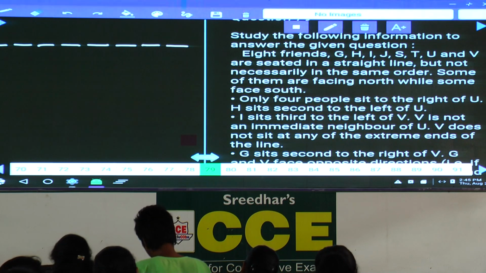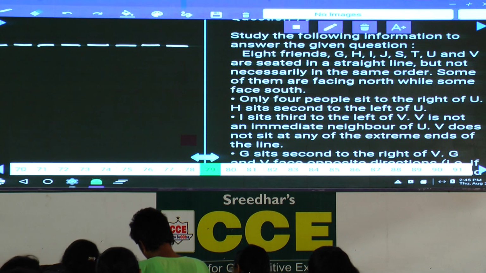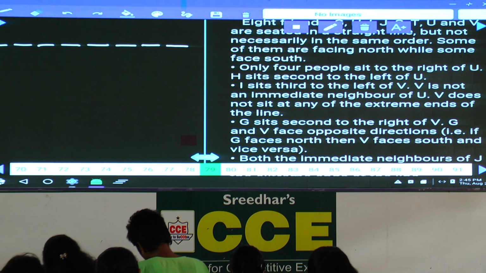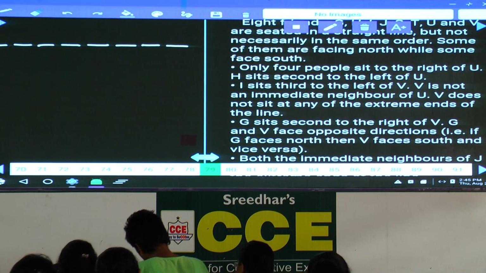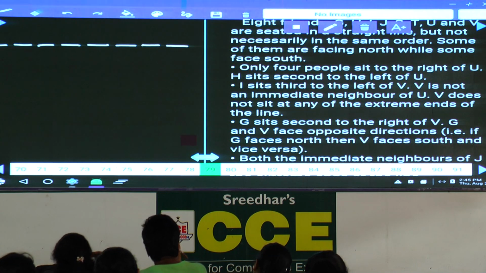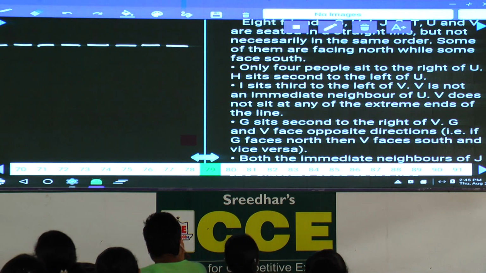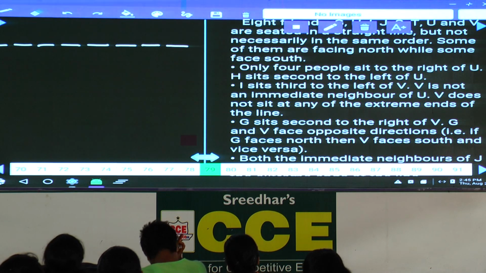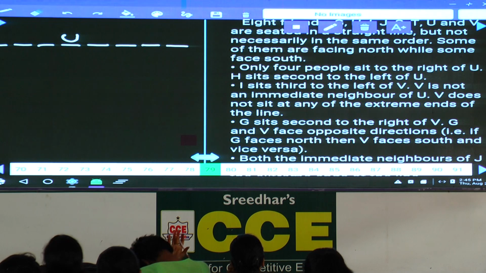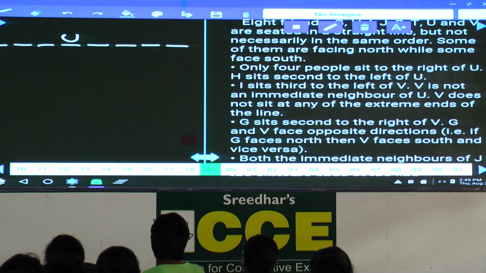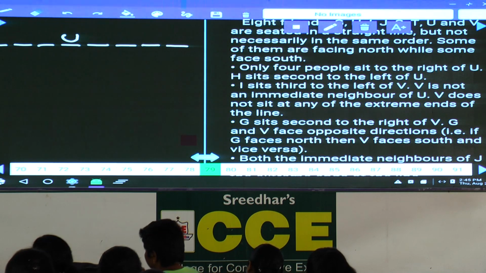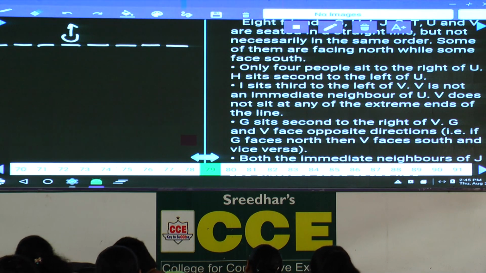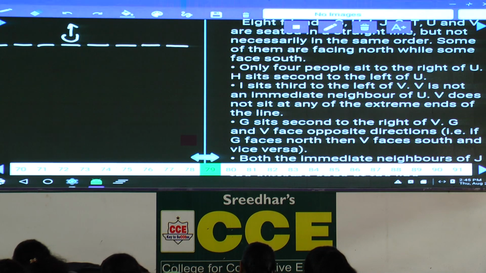G, H, I, J, S, T, U, and V are seated in a straight line, but not necessarily in the same order. Some of them are facing north, while some of them are facing south. Only 4 people sit to the right of U. Where should U be? U can be here. If U is here, then U must face towards north. Then only 4 people sit to the right of U is valid, isn't it?